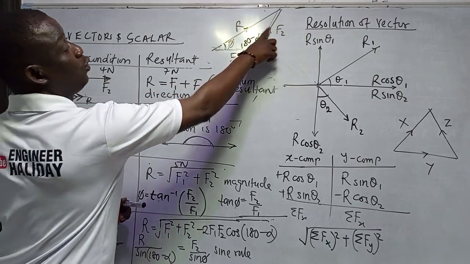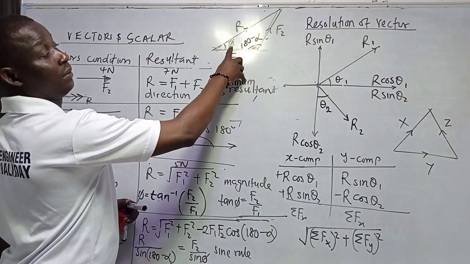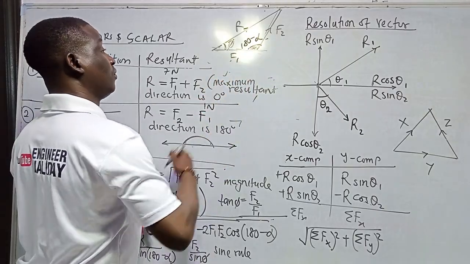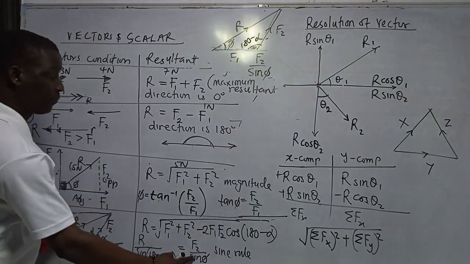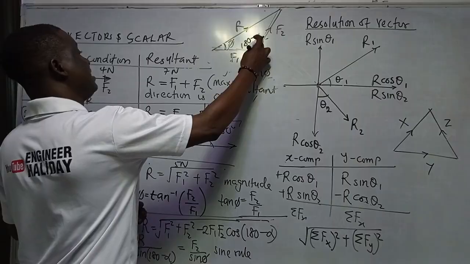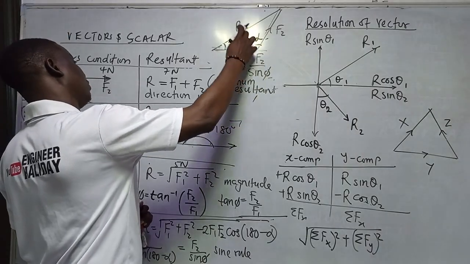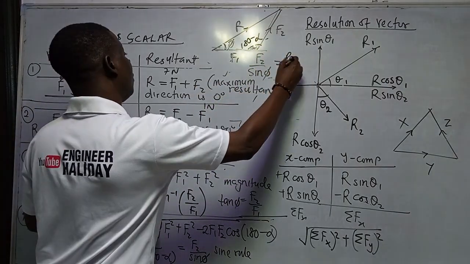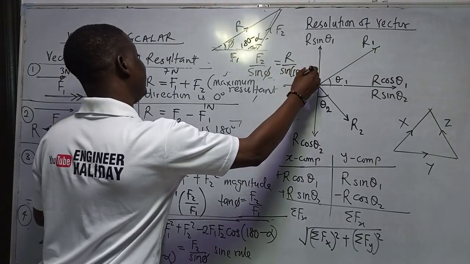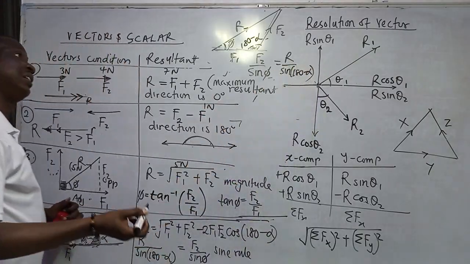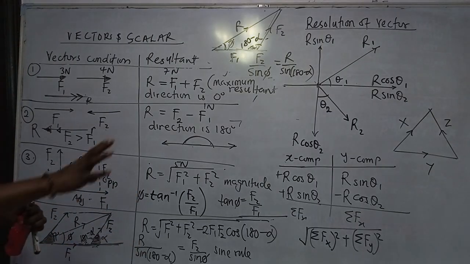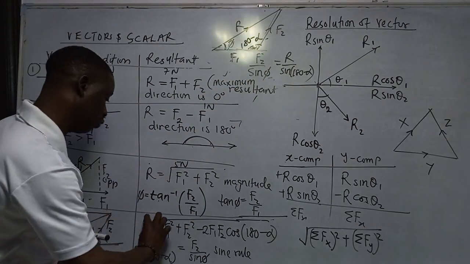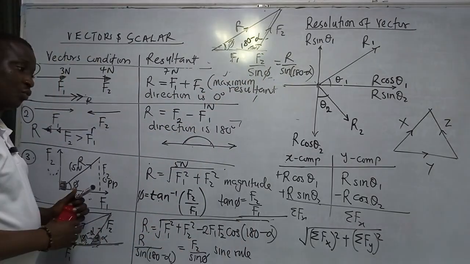The sine rule. Which side is facing this one? It is F2. So that's F2 over sine phi, which I did here. Then which side is facing this angle? Because you know this side is R. That's R over sine of 180 minus alpha. Very easy. So you get your answer. That's what I did to get the direction. You use this formula. To get the magnitude, you use the cosine rule. So those are the things.